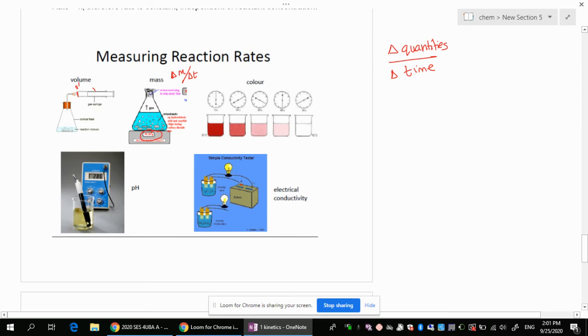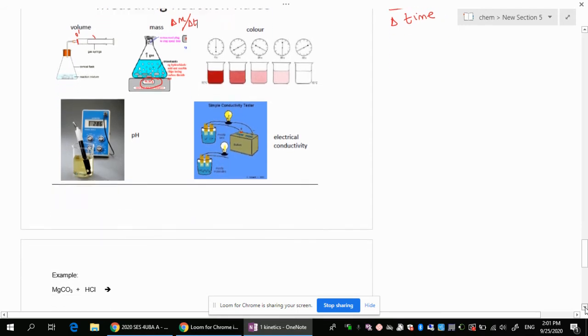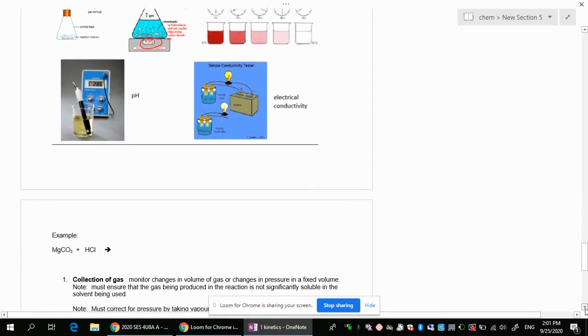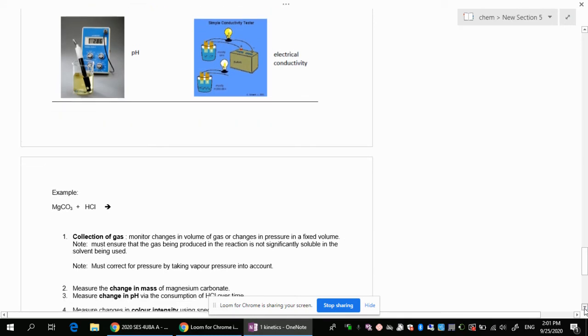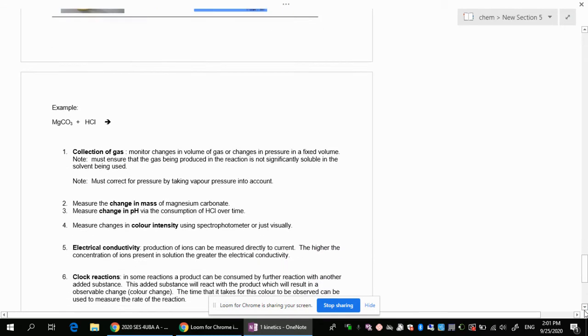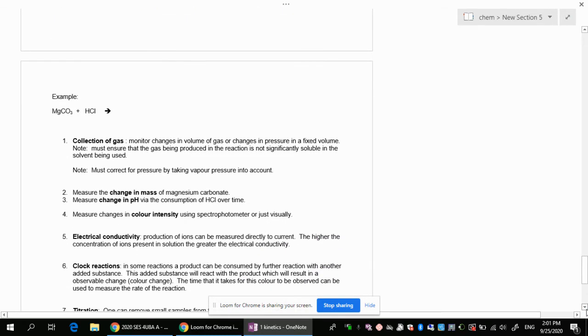You can also look at conductivity. We do have conductivity apparatus that will give you quantitative values instead of just looking at bulbs. And once again, you can look at that with respect to time and determine rates of reaction that way. So many different ways of measuring reaction rates.